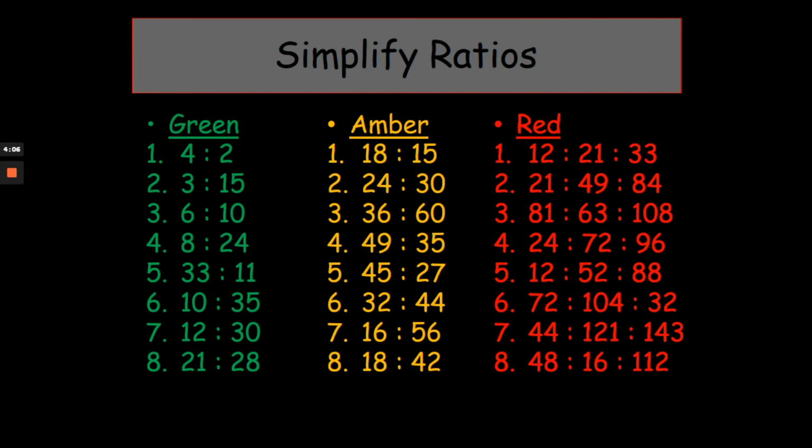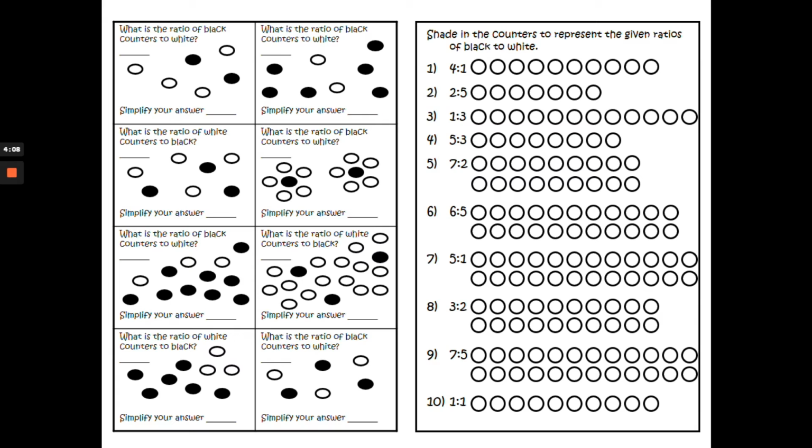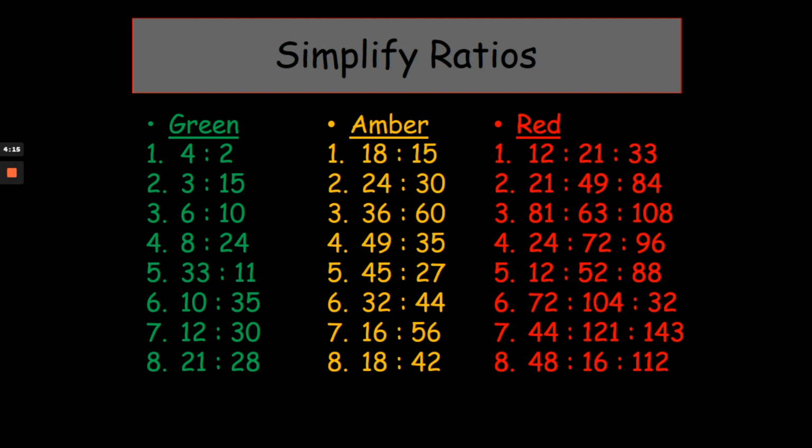So you've tried that one where it's quite visual. This time I want you to try it without the visual aids. So if you are not so confident with them, can you try the green one? So you just simplify the ratio. So 4 to 2, they're both in the 2 times table. So how many 2s are in 4, which is 2, and how many 2s are in 2, which is 1. So the question 1 for green would simplify to 2 to 1.